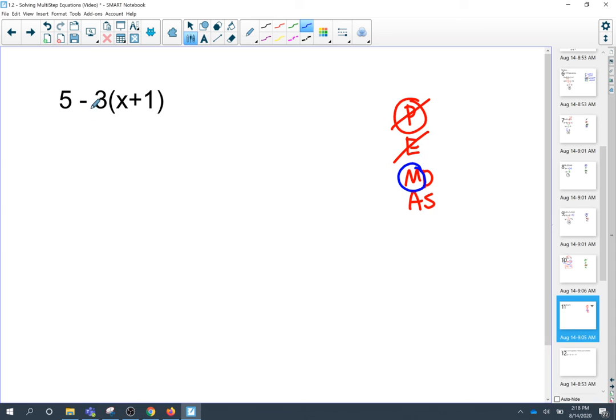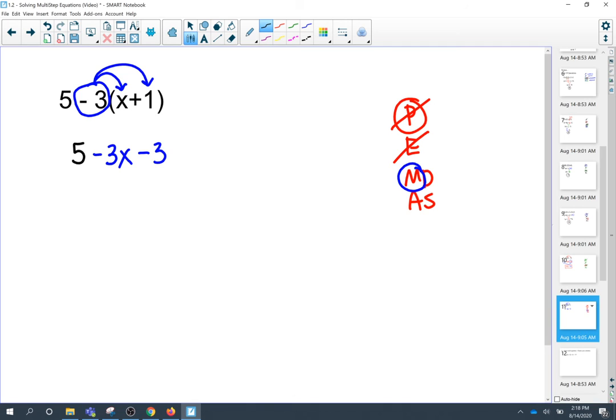This time, we can think of this two different ways, but the way I want you to think about it is this is a negative 3. So we're going to take the negative 3 and we're going to multiply it by the x, and then we're also going to multiply it by the 1. So negative 3 times x is negative 3x. Negative 3 times 1, negative 3. Then we drop down the 5, and we're looking at 5 minus 3x minus 3.